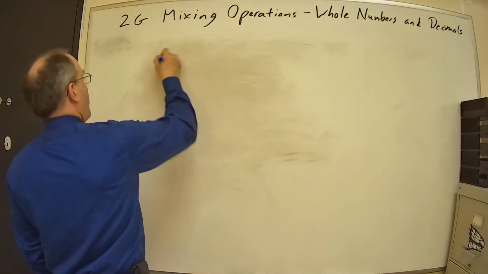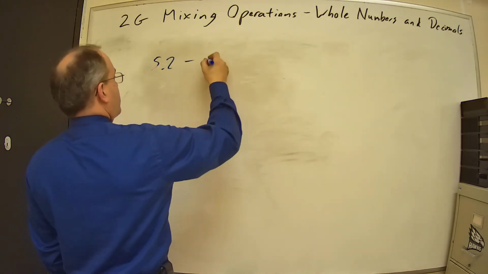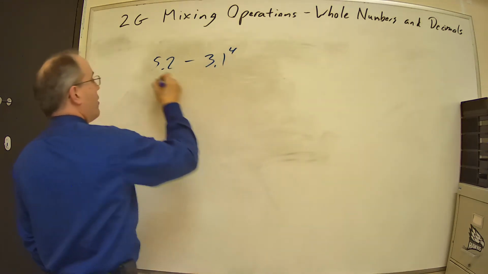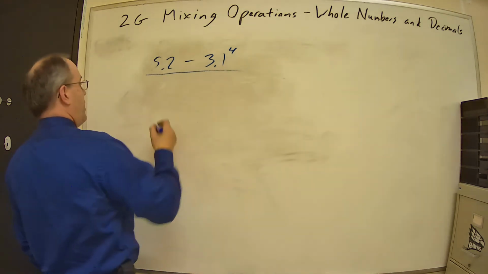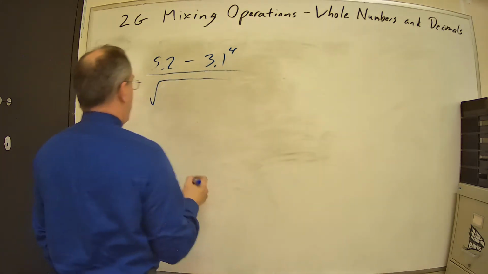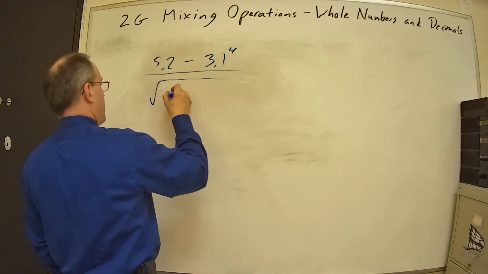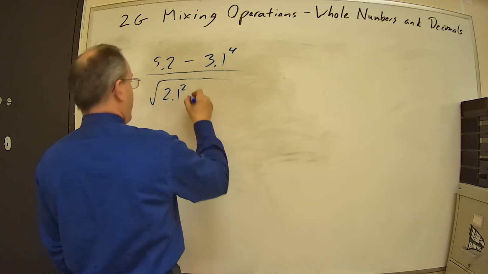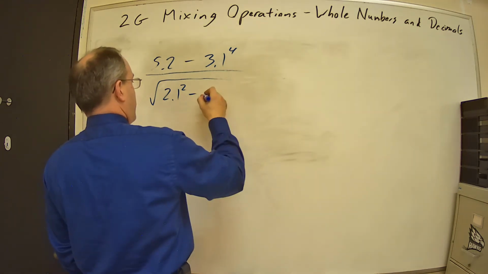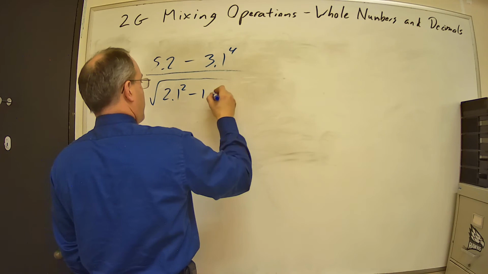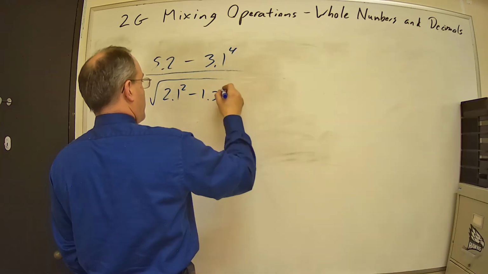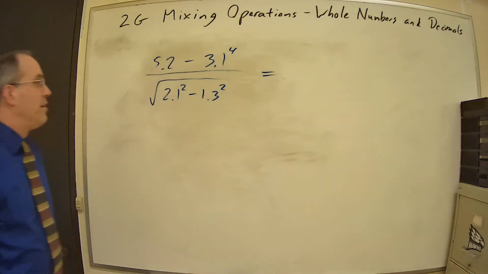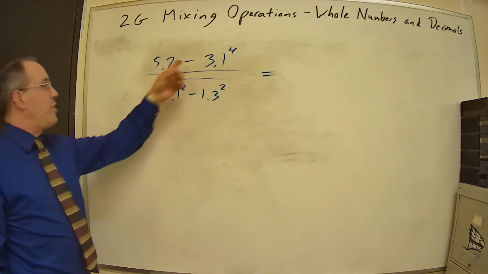So let's say we have 5.2 minus 3.1 to the 4th divided by the square root of 2.1 squared minus 1.3 squared, and do that. So we've got some subtraction.